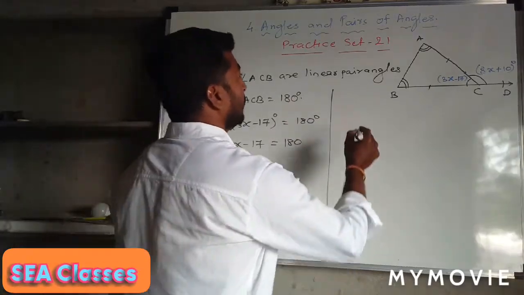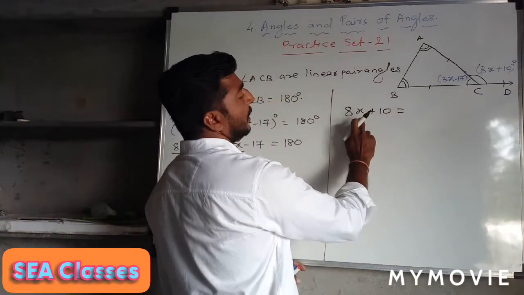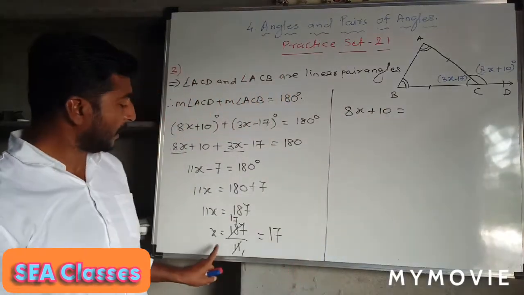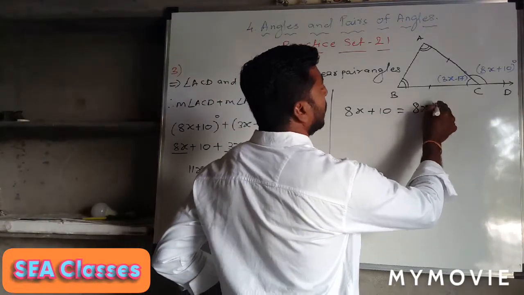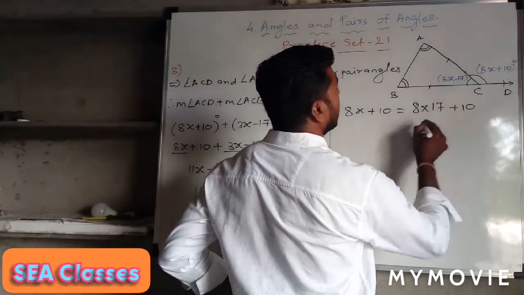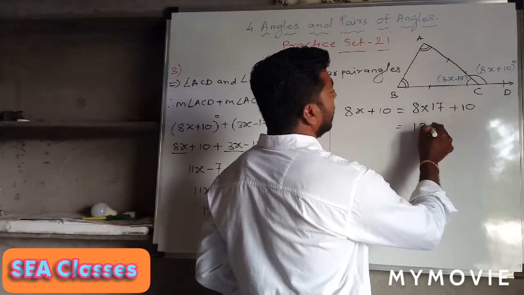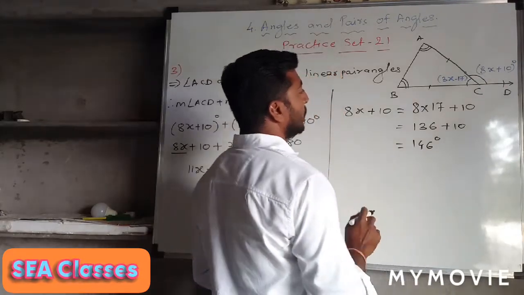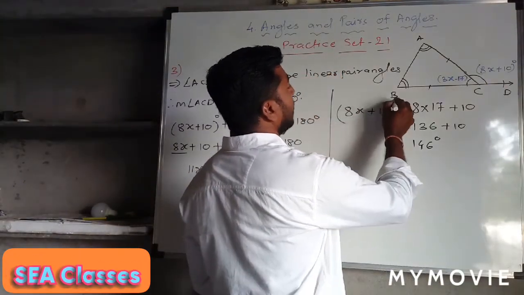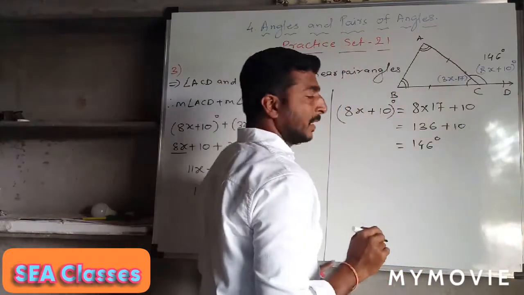Now you have 8x plus 10. Here in place of x you got the value of x is 17. So you place it here. So 8 into 17 plus 10. So 17 eights are 136, plus 10. So that will be equal to 146 degrees. So this 8x plus 10 degrees is equal to how much? 146 degrees.